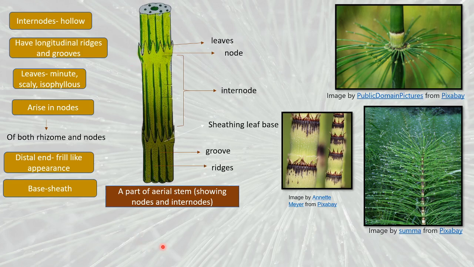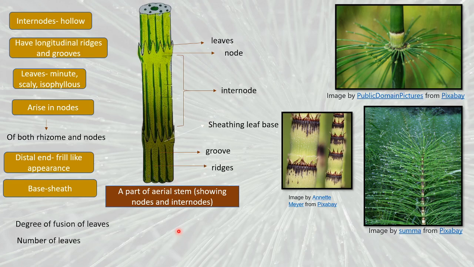So this is about the structure of nodes and internodes, about the aerial stem, and even in the rhizome the same structure is present, except for some minor changes which we are going to understand in the internal structure, right?